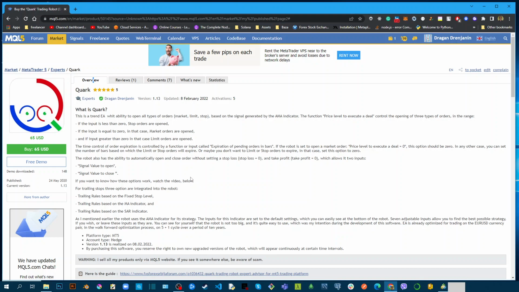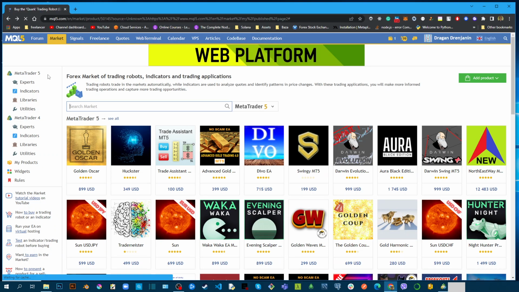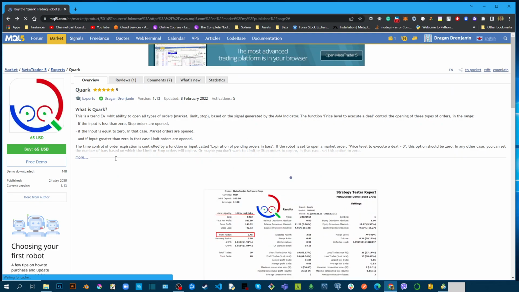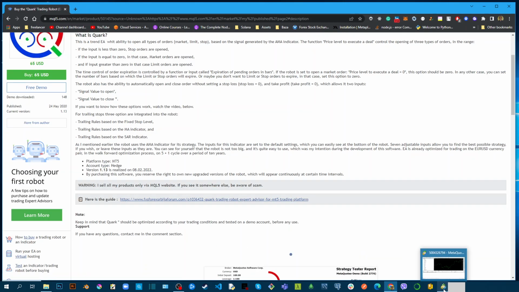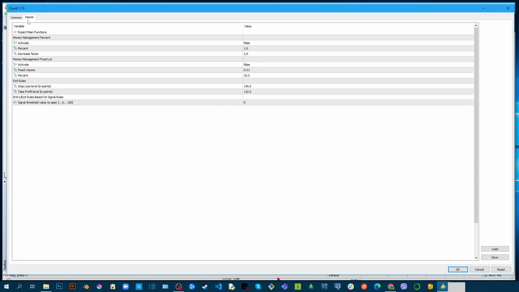Simply, all links can be found in the description below this video, or you can go to the MQL5 website in the market section, and in the search bar type the name of the EA and press enter, so you will find this expert immediately. So I will show you right now what Quark is. Okay, as I said, this is the last version.